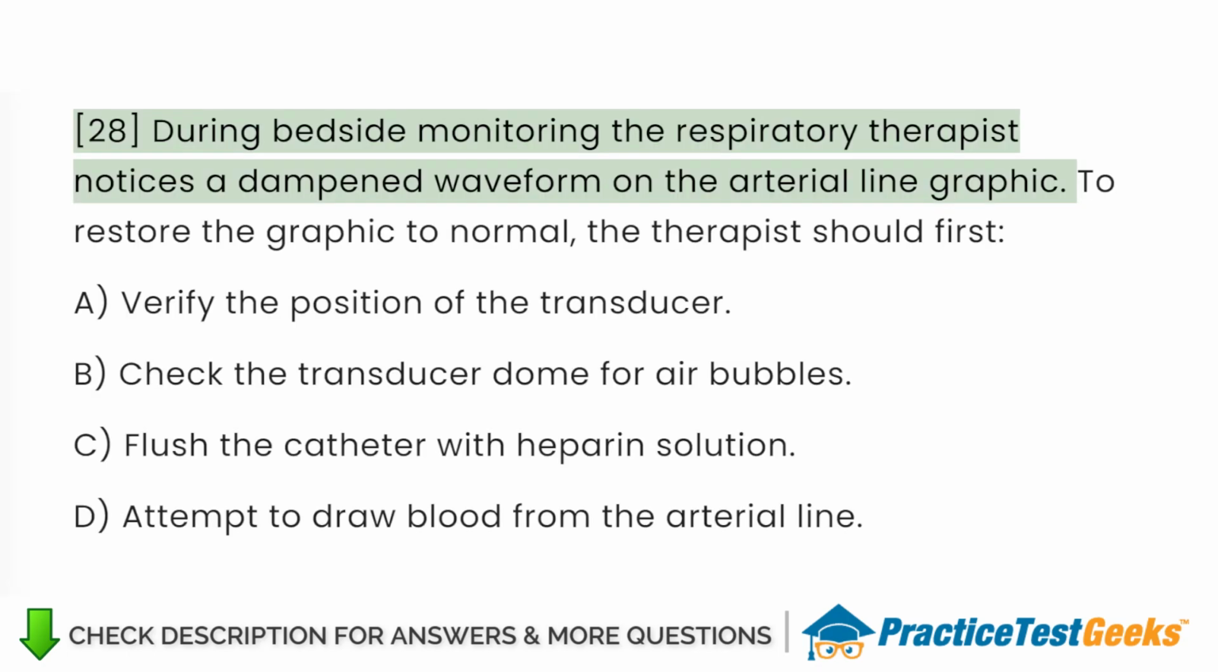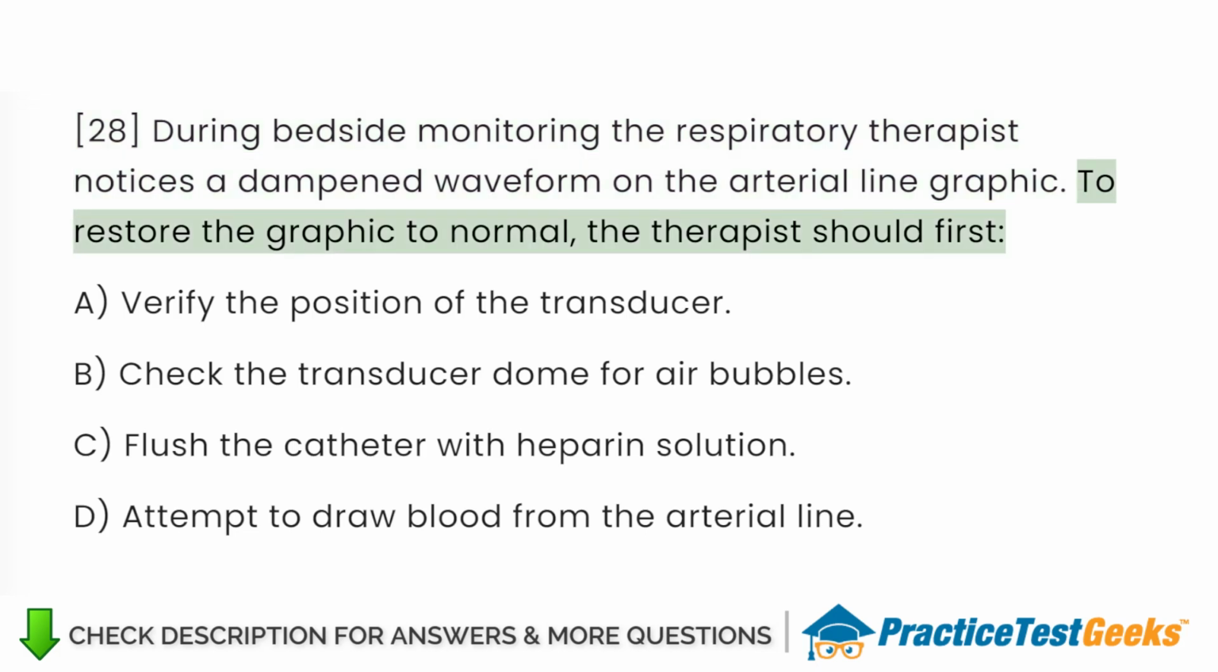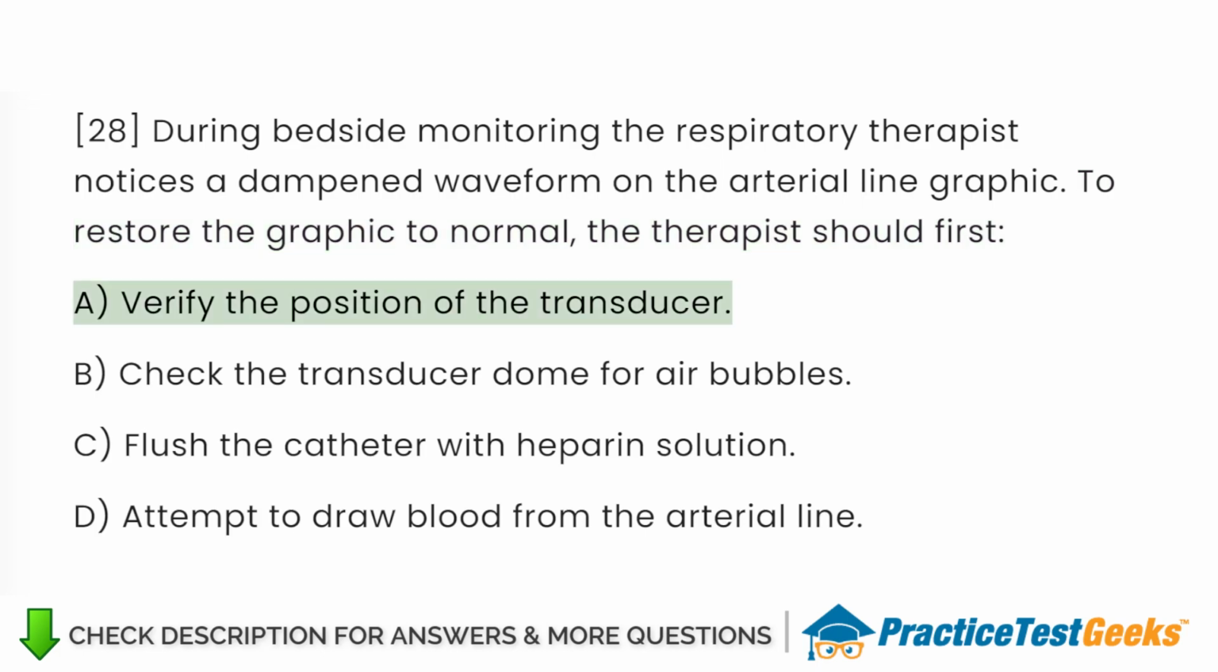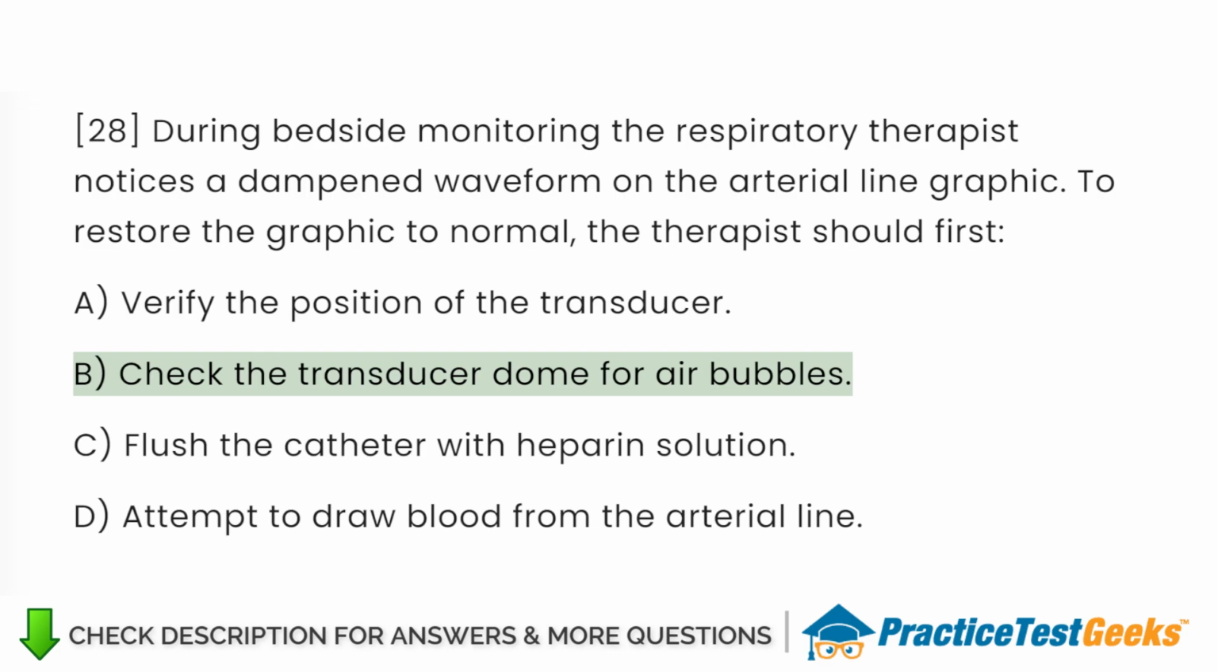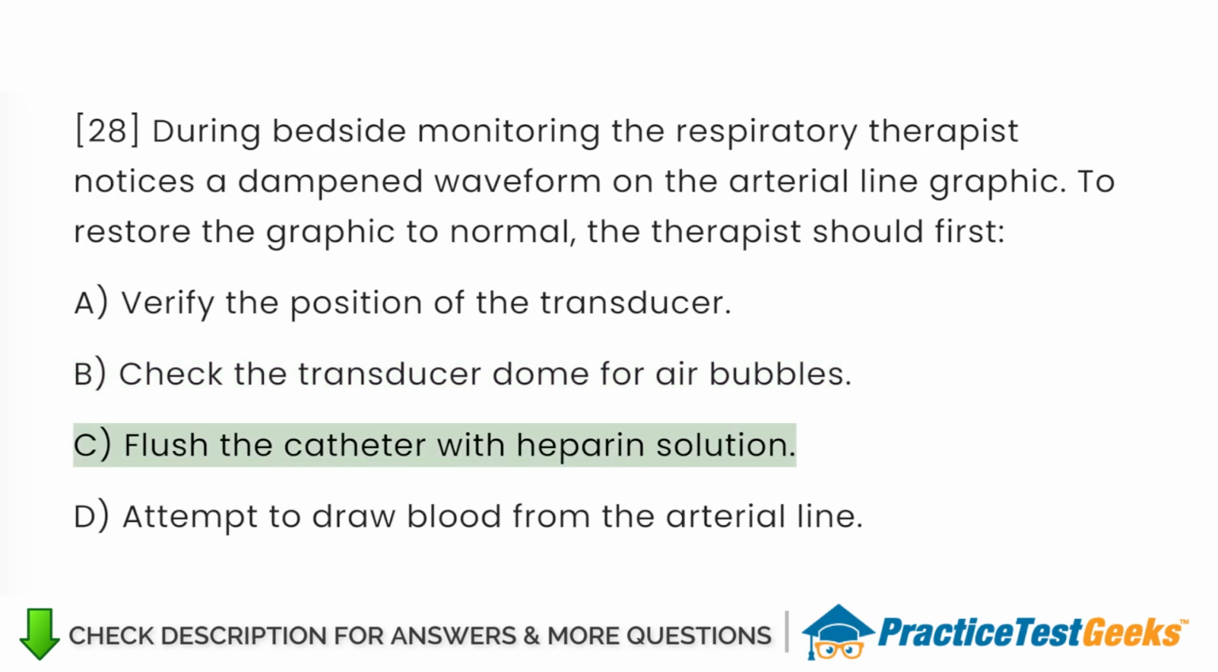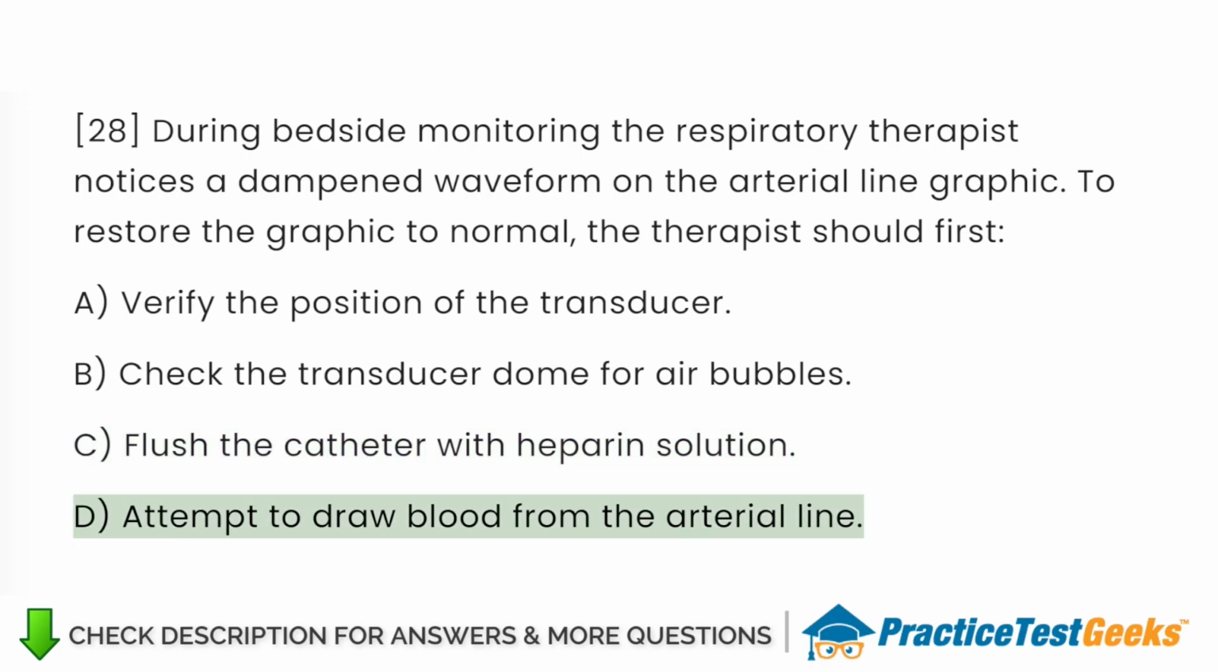During bedside monitoring, the respiratory therapist notices a dampened waveform on the arterial line graphic. To restore the graphic to normal, the therapist should first A. Verify the position of the transducer. B. Check the transducer dome for air bubbles. C. Flush the catheter with heparin solution. D. Attempt to draw blood from the arterial line.